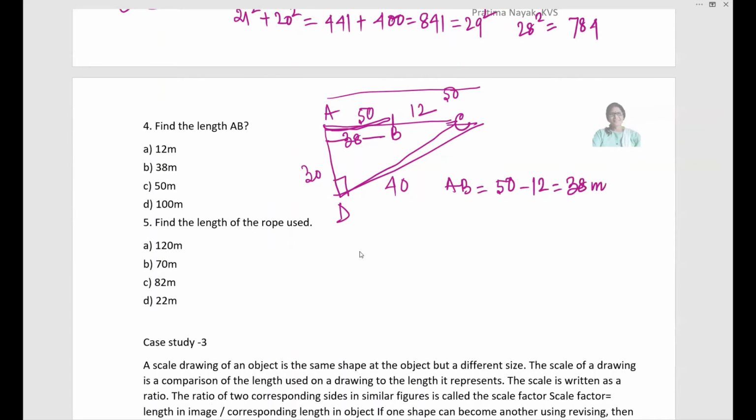Fifth one: find the length of the rope used. The length of the rope used means we tied rope from A to D, D to C, and B to C. So BC plus CD plus AD. BC is 12, CD is equal to 40, AD is equal to 30. So we add them and get 82 meters. See the answer.